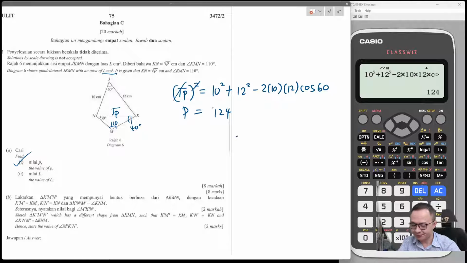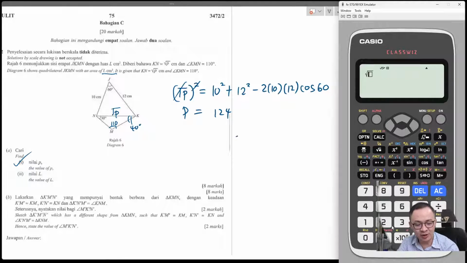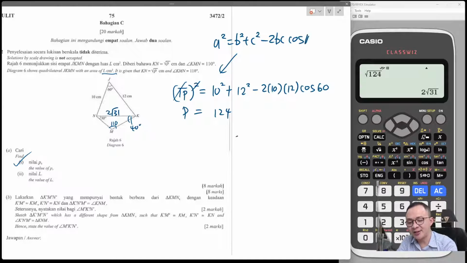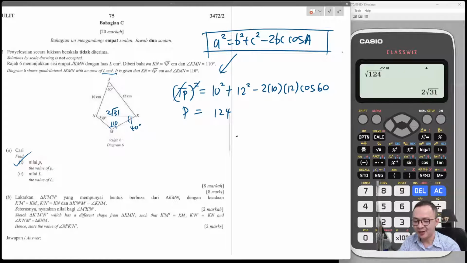Okay, done. And they want me to find the L, I want to find the whole area. So you want to find the whole area, right? Then I still do the square root 124 first, to get the idea about this one, 2 third 31 here. Then I want to find the area. Just now I'm doing a squared equals b squared plus c squared minus 2bc cos A. Just in case some students are a bit lost, I'm using this method to find the length. Now I want to use the area, which is half ab sine C.